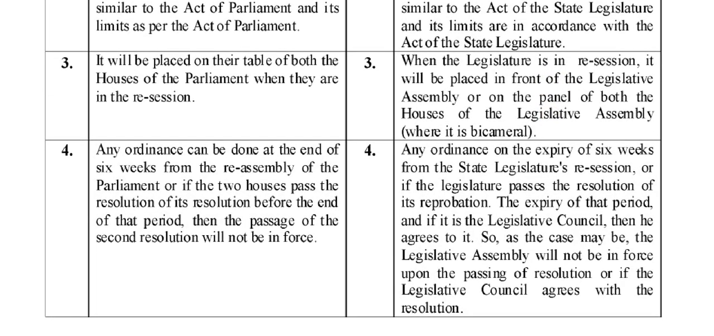President: an ordinance ceases to operate at the end of 6 weeks from the reassembly of the parliament, or if the two houses pass resolutions disapproving it before the end of that period. Governor: an ordinance ceases to operate on the expiry of 6 weeks from the reassembly of the state legislature, or if the legislative assembly passes a resolution disapproving it before the expiry of that period, and the legislative council, if any, agrees to it. So, as the case may be, the ordinance will not be in force upon the passing of the resolution.